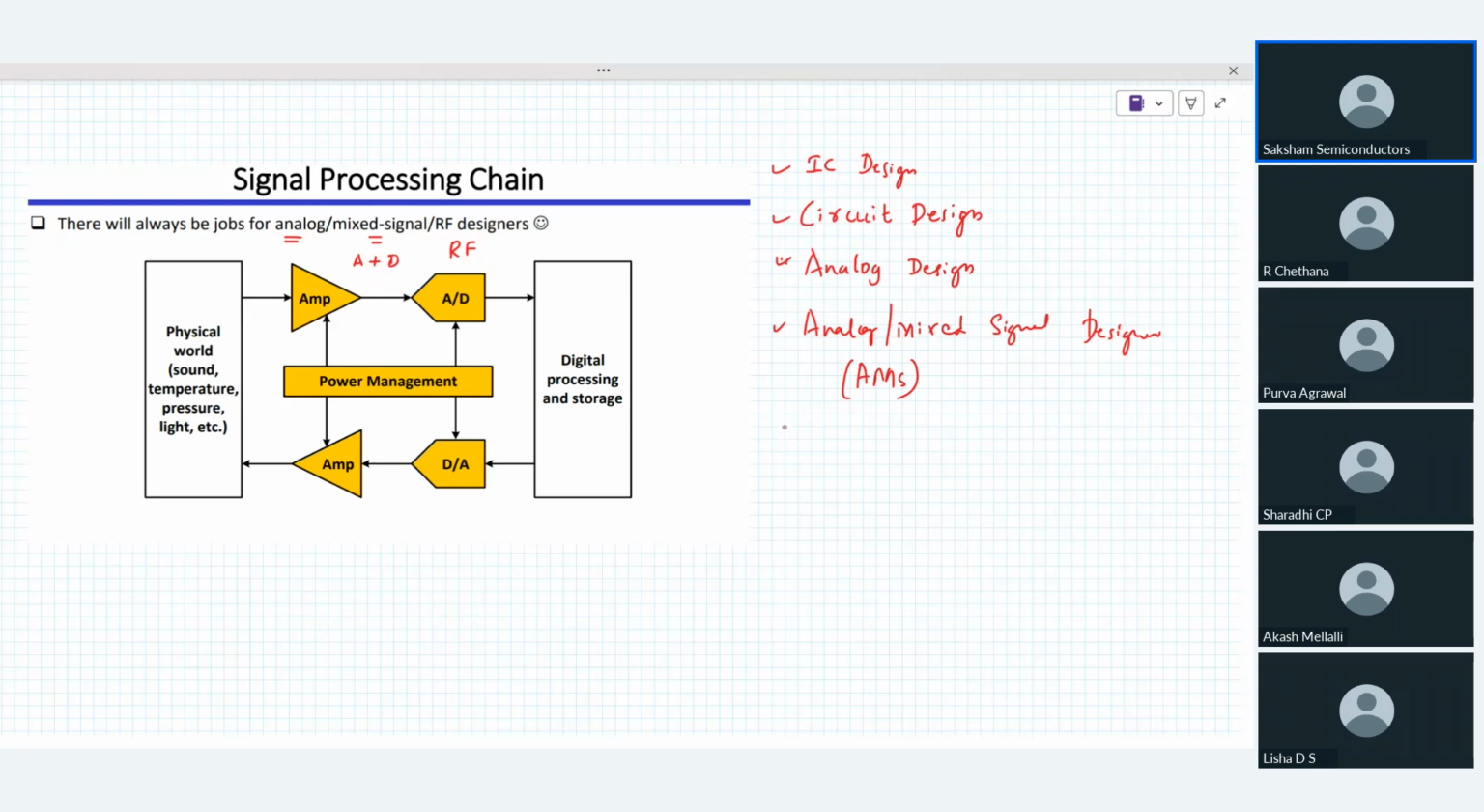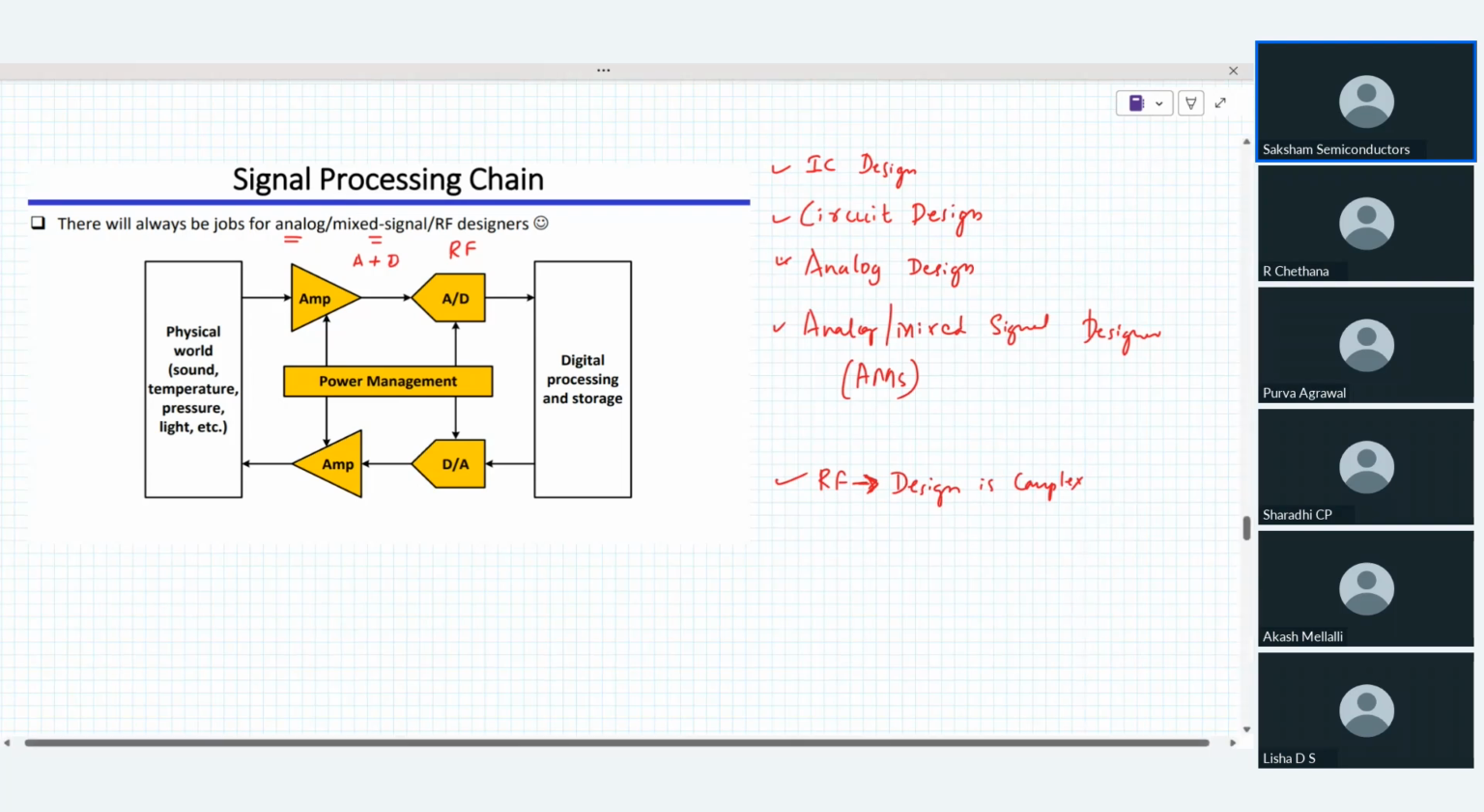RF comes by practice, it comes by exposure and experience. Of course, you have to work with pretty high frequency components, and there are designing aspects for RF design. Very few designers are present in the entire nation, and design is very complex over here, and you have to be very careful, and you have to be very skillful in this RF design journey.